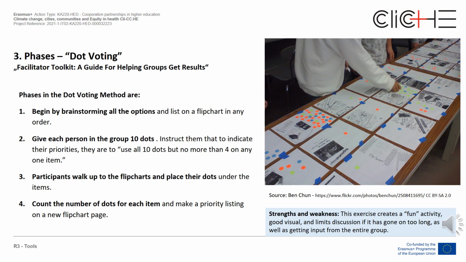In the third step, participants place their dots under the items on the flip charts. If you have a larger group, split the items on 2 flip charts. Then count the number of dots for each item and make a priority listing on a new flip chart page. You may then discuss with the group if they agree those should be the top priorities. It is important to say that this exercise creates a fun activity, good visual, and helps getting input from the entire group.